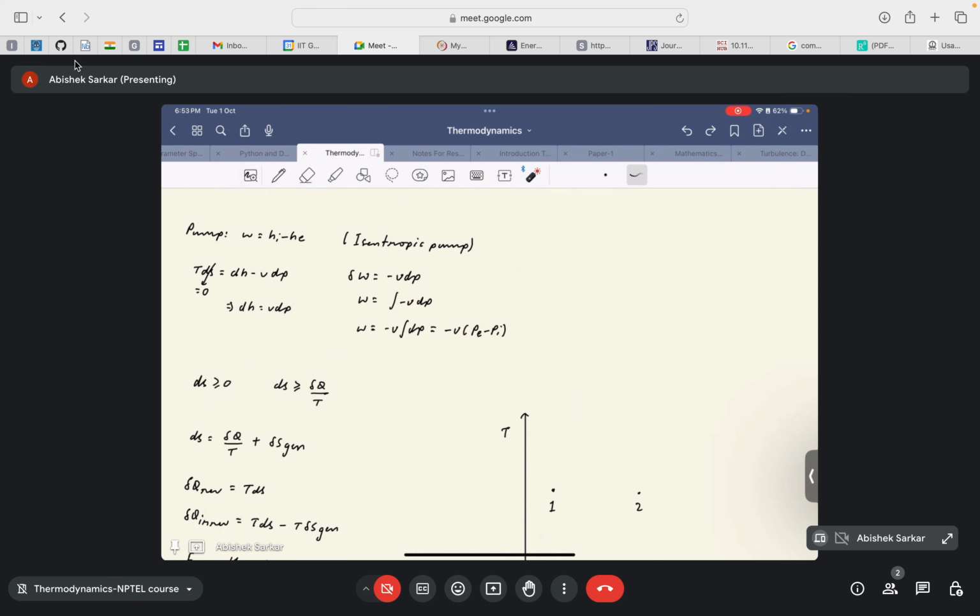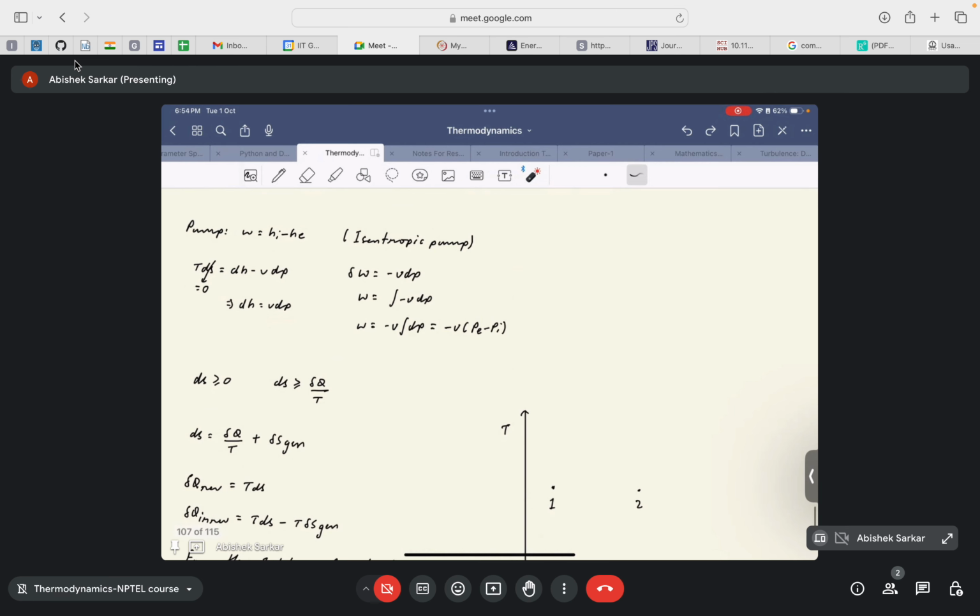So from the TdS relations, we can write TdS is equal to dH minus VdP. For the isentropic case, dS will be equal to 0, so we will be left with dH is equal to VdP. In the case of a pump, since it is a work consuming device, the net work interaction would be dW equal to minus VdP, right? If dH is equal to VdP, then since it is a work consuming device, delta W will be equal to minus VdP. We are taking into consideration the sign convention, right?